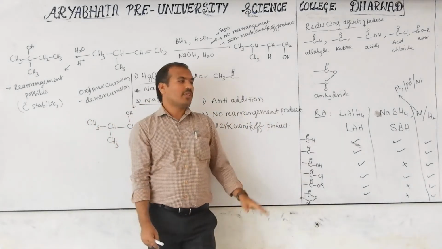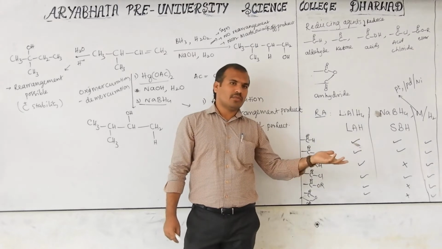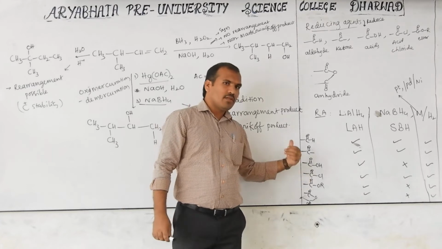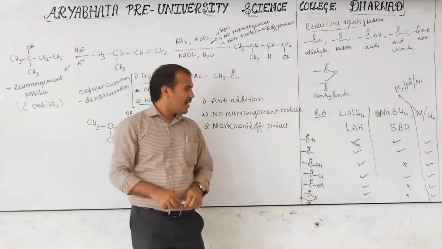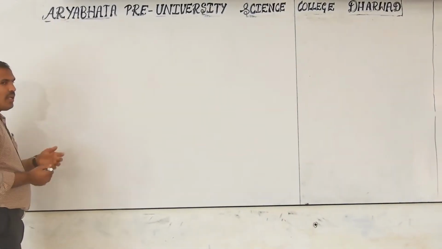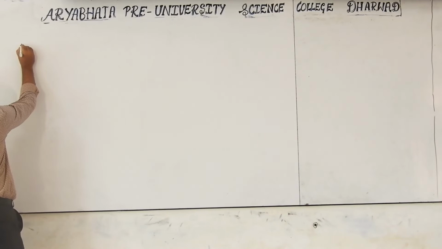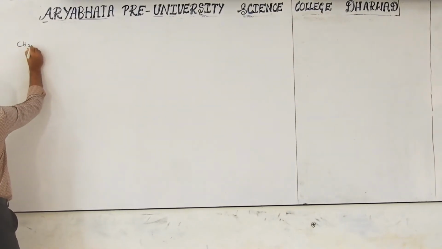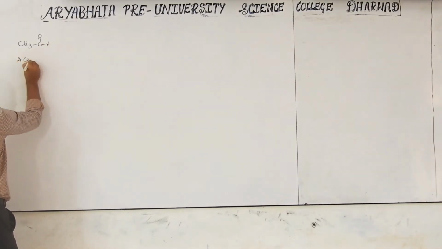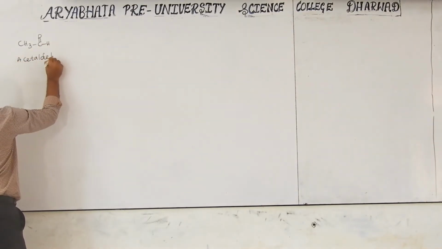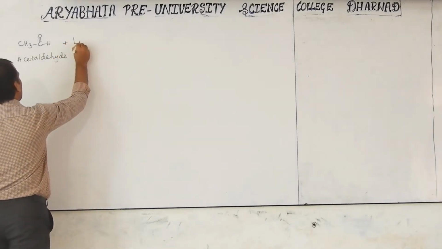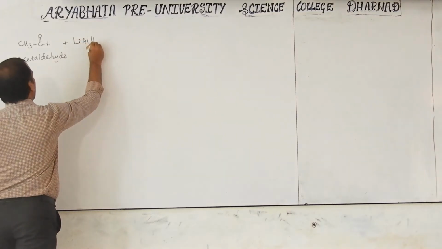Then what are the products formed from the aldehyde and ketone? I will discuss each one: aldehyde, ketone, carboxylic acid, acid chloride, ester, and anhydride. Each one we will discuss now. Aldehyde, how does it react? One of the best well-known examples is CH3-C double bond O, which is called acetaldehyde.